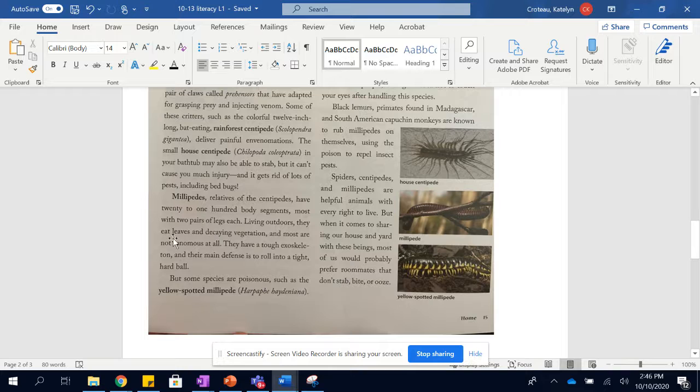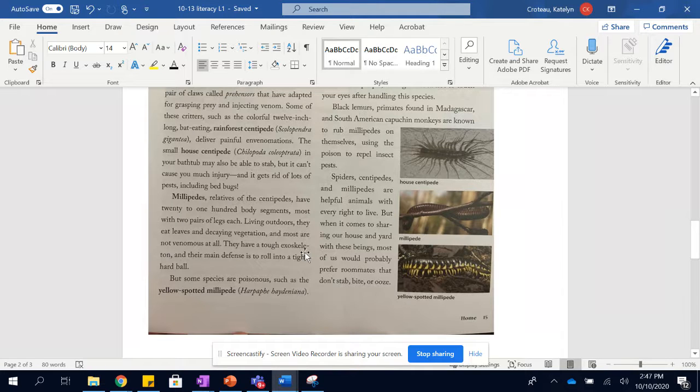Living outdoors, they eat leaves and decaying vegetation. That means like they're dying. Vegetation is just like plants and, like leaves that fall off the trees maybe, or grass or things of that nature. And most are not venomous at all. So many of them don't even have the capability of having any venom. They just don't have that feature.